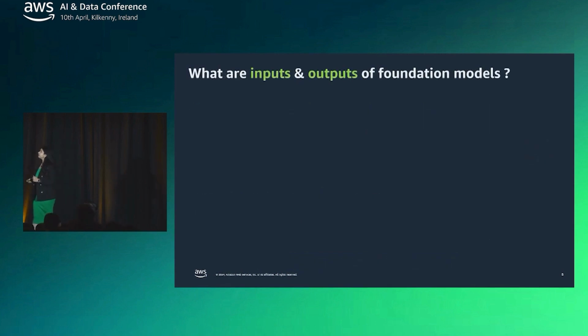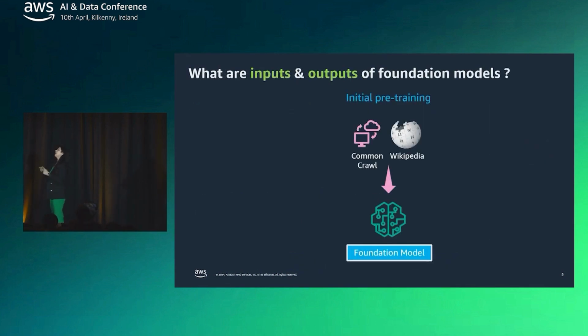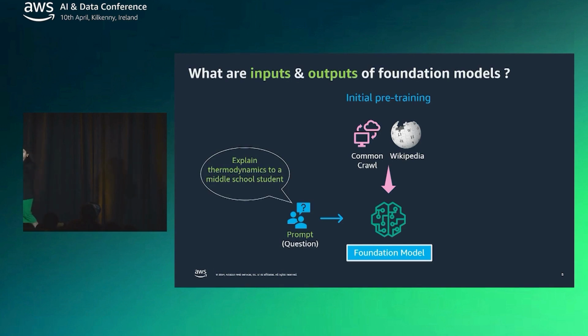But is there a way to fix it? So for now, let's take this example where we have a foundational model and you ask it a prompt question. Let's say, explain thermodynamics to a middle school student, right? What it would do is it takes some data from the web or wherever it has information from, the data it's trained on, and gives you a response. But is this response somehow customized to a use case?